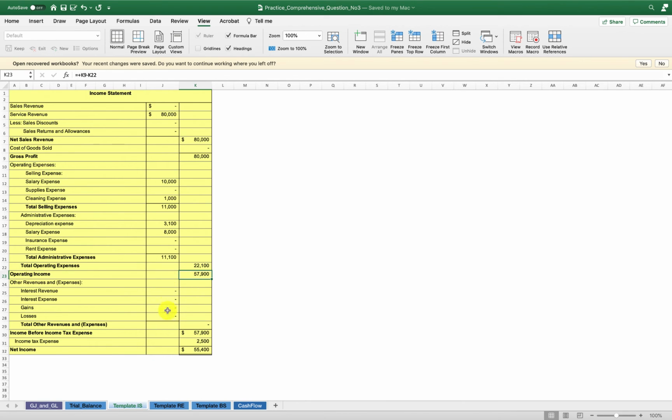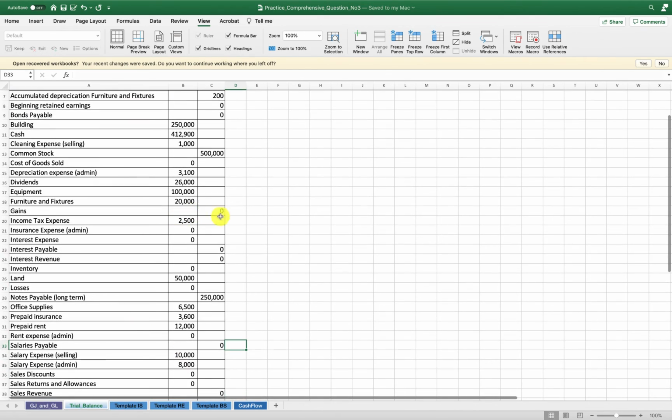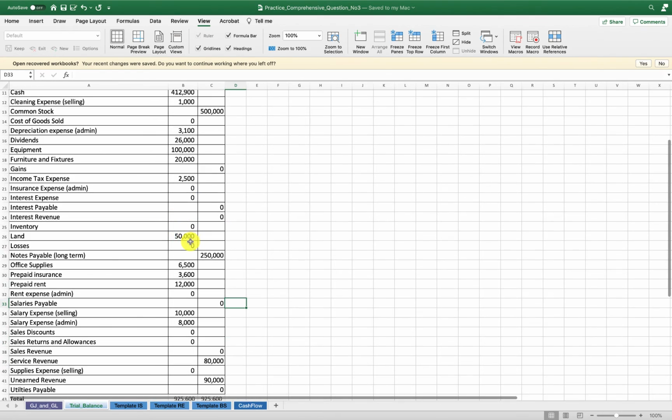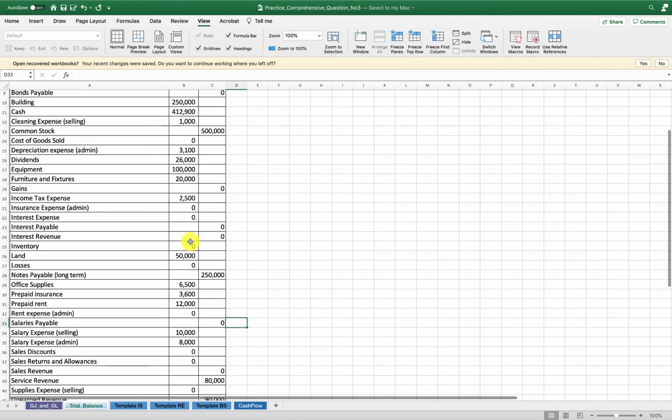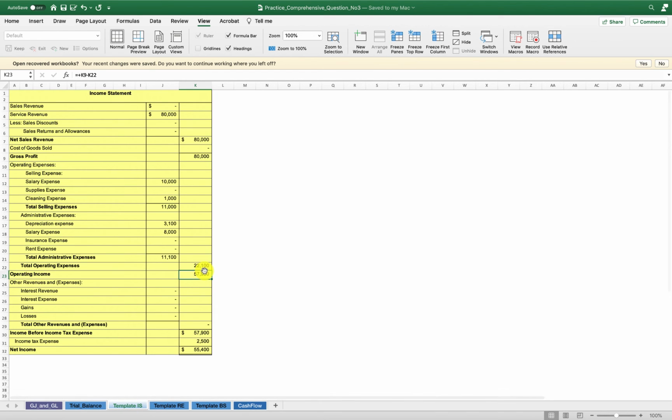I look in the other revenues and expenses section. There's no interest revenue, there's no interest expense, there's no gains, there's no losses. That's all 0. And if you look at the trial balance, you'll see that, right? So gains 0, losses 0, interest expense 0, interest revenue 0. So everything is 0. So my 57,900 for operating income is the same for income before income tax expense.